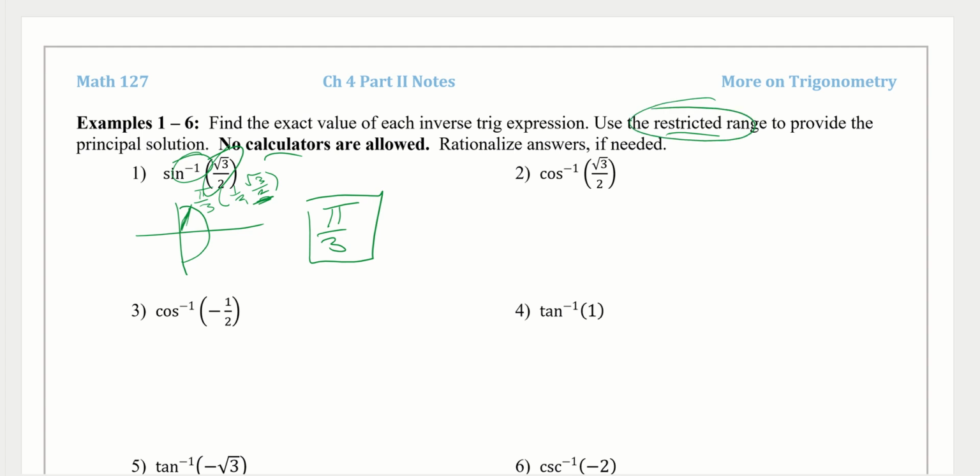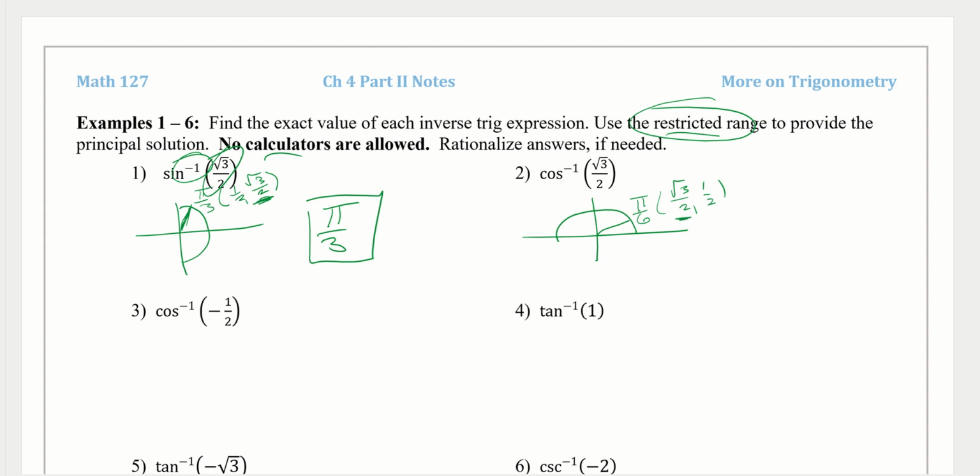Now cosine is from 0 to pi, so somewhere in here. Where would cosine give me root 3 over 2? Which angle? That would be pi over 6, which gives me root 3 over 2, comma 1/2.